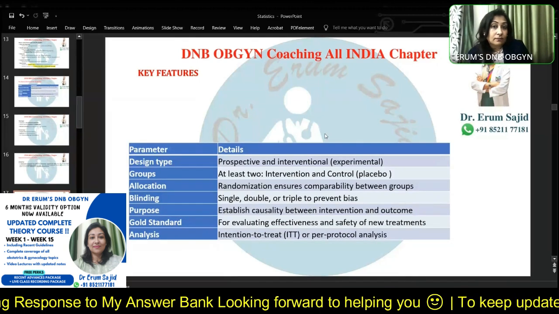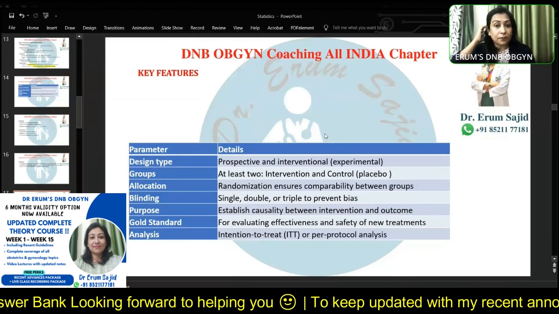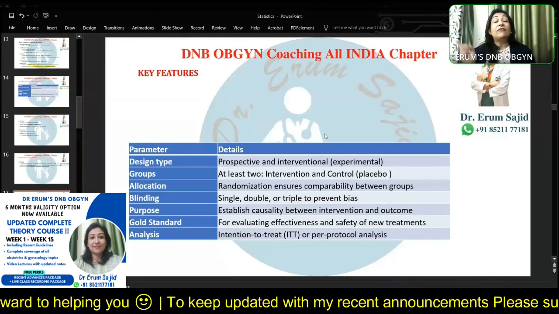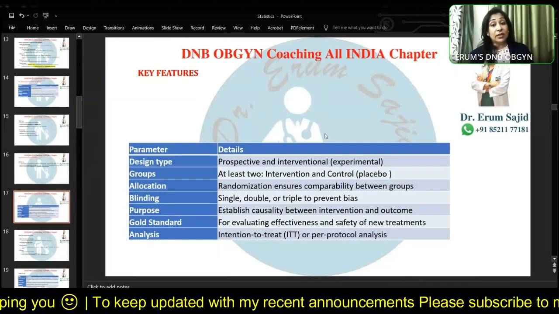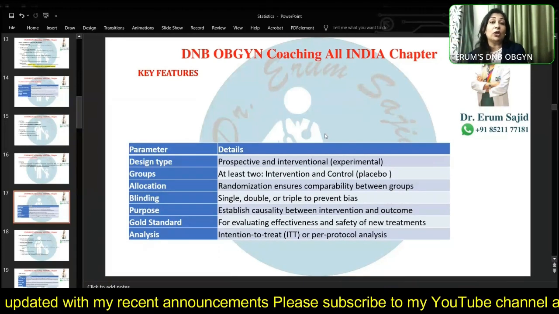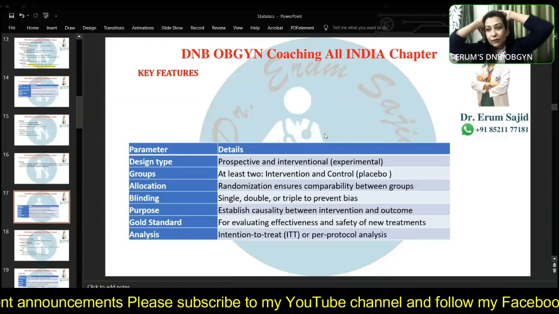So they are randomized. It's a blind trial for them. Okay. If it's a single blind trial, that means the patient does not know. If it's a double blind trial, even the doctor does not know. And if it's a triple blind trial, even the examiner does not know what they're examining and exactly what's coming up.